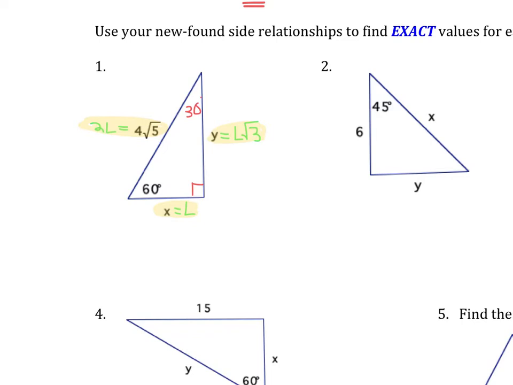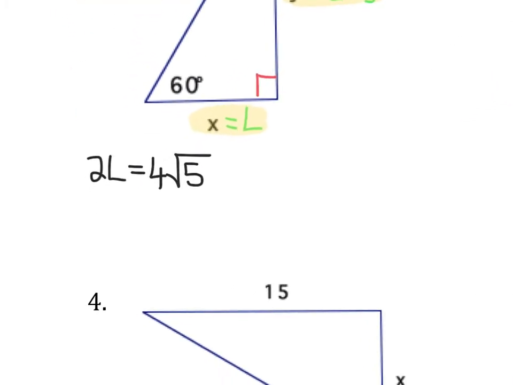So I like to go ahead and write a little equation because I need to find L. Everything is in terms of L, which is the short leg. So if 2L is equal to 4 root 5, I could solve this by dividing both sides by 2, and L is going to equal 2 square roots of 5.